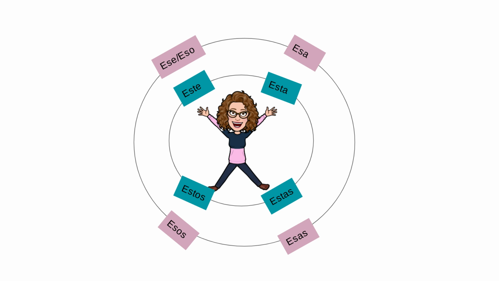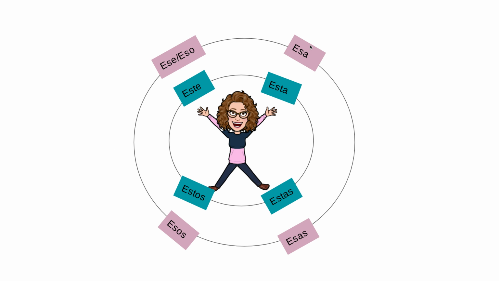Our next circle is demonstrative adjectives for things that are just out of our reach. So we might have to move a little bit in order to come into contact with these items. So starting from the top, we have ese and eso, which are masculine and singular. So I could say ese suéter.